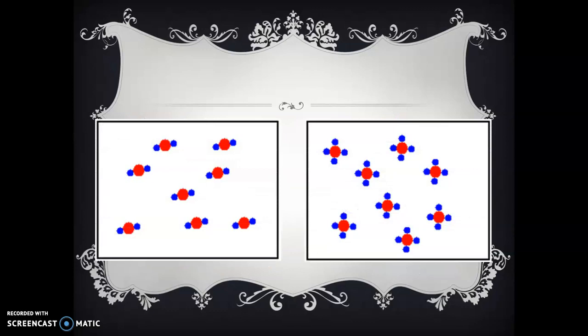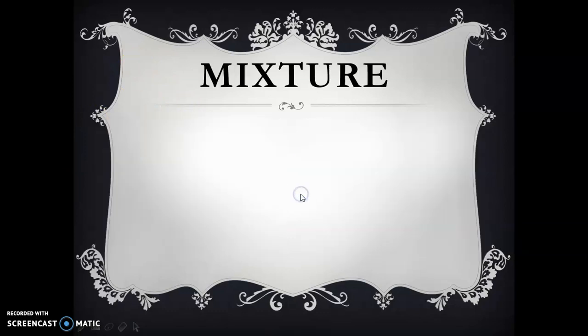So these are the structures of a compound. If you see here, there are two types of elements. Two or more joining chemically means there will be bonding between these elements that makes them form a new compound.